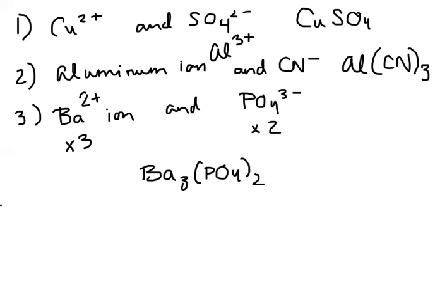Yes, you do, because that 3 on cyanide, CN minus, even though it doesn't have a subscript, applies to both the carbon and the nitrogen. If I just put AlCN3 with no parentheses, it would just mean 3 nitrogens, not 3 carbons. So whenever you have a polyatomic ion, you need to have parentheses with the subscript outside.